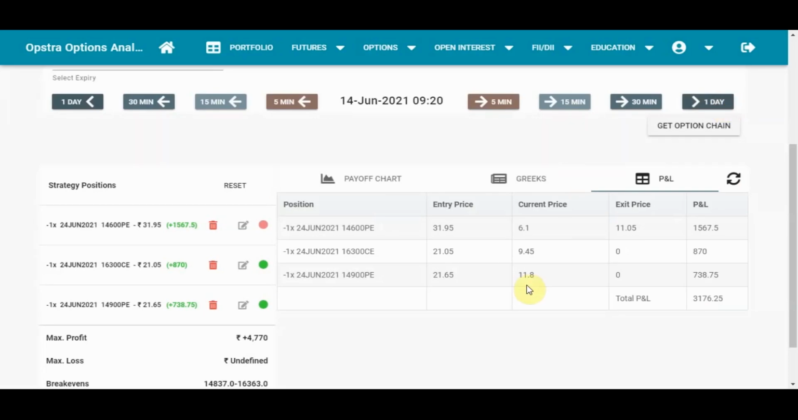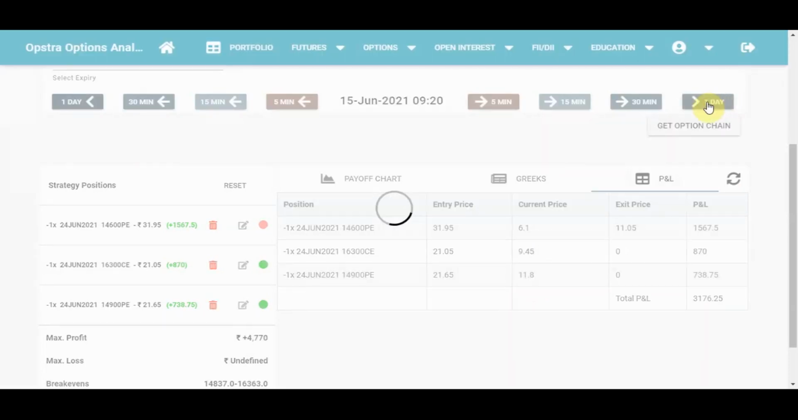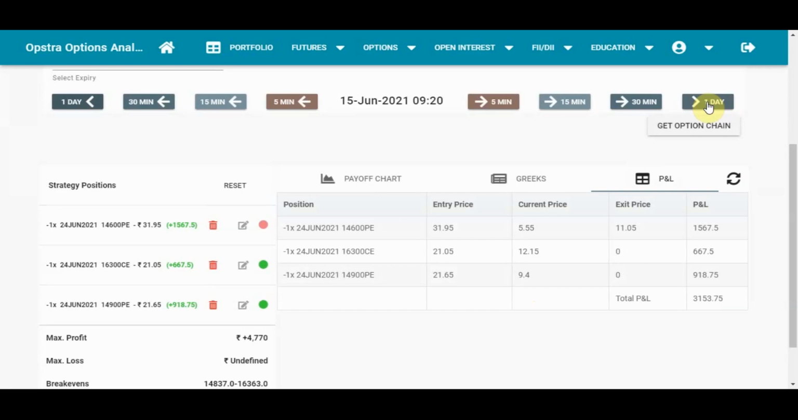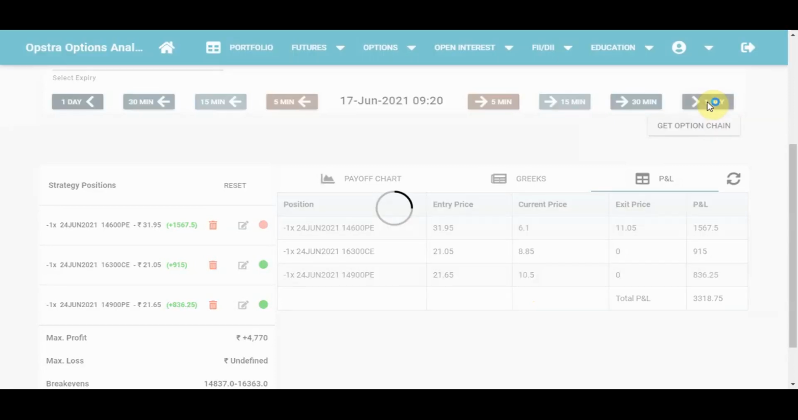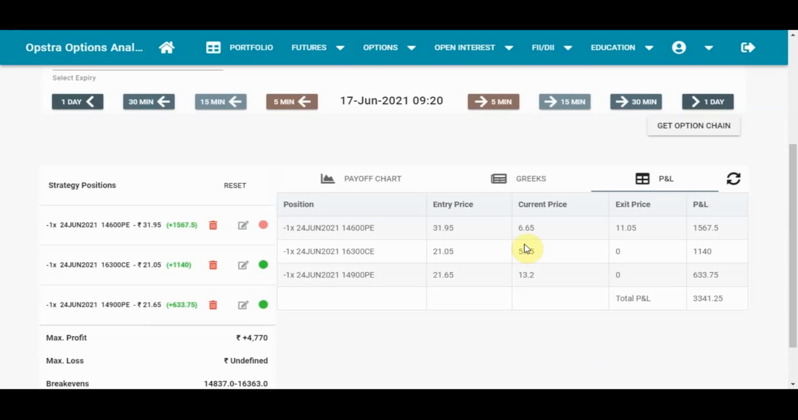Again, the premiums are falling consistently. On 17 June, the 16,300 call is trading at 5.85 rupees and the 14,900 put is trading at 13 rupees. At this point, we can do two things. The first is that if we want to maximize our profit, we can roll down the call. The other is to leave it as it is.